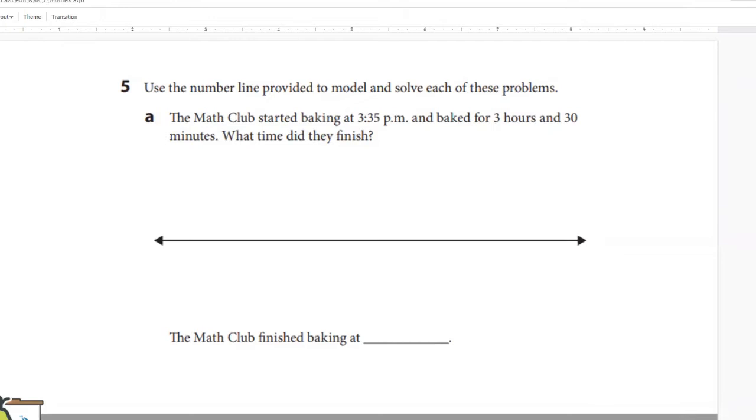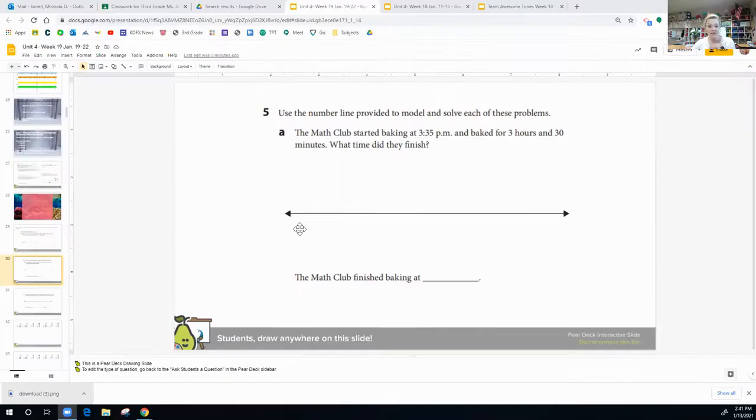So you're going to take your start time, 3:35, and you're going to plug that in right here. And then you're going to bake for 3 hours, so you're going to have to jump 3:35, 4:35, 5:35, 6:35, and then 6:35 plus 30 more minutes. And then you'll have your end time. So your elapsed time is 3 hours and 30 minutes. You're looking for your end time. So we used the number line timeline strategy last week, so you should be able to practice that and turn that in to your teacher.